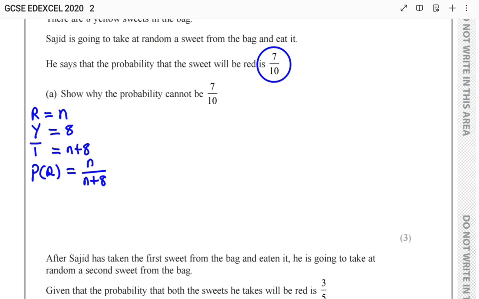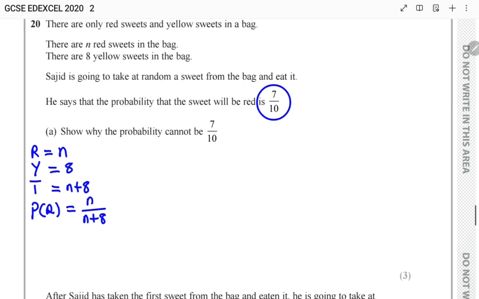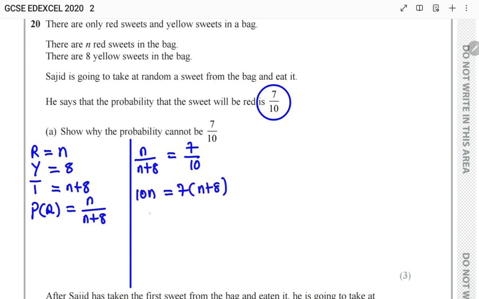So what I'm going to do now is to say that my expression for the probability of red, which is n over n plus 8, should be equated to his, which is 7 over 10. You cross multiply, you have 10n equals 7 times n plus 8. So we have 10n equals 7n plus 56. So we're going to have that 10n minus 7n equals 56. So we are going to have that 3n equals 56.